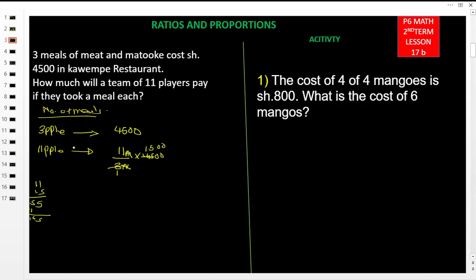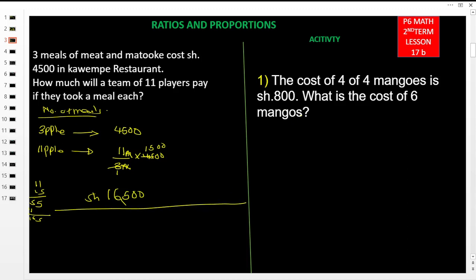So how much will a team of 11 players pay? It is now going to give us 165. We bring our zeros. Sorry, this one shouldn't be there, so let me take this one off. So it is 16,500. Then they paid 16,500, all of them. So that was a simple logic there.